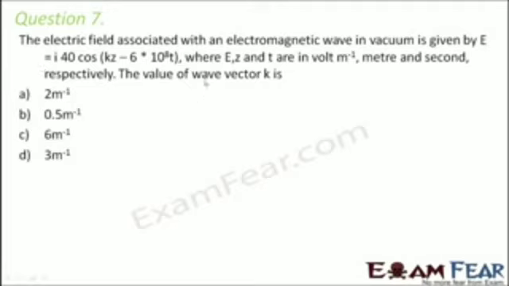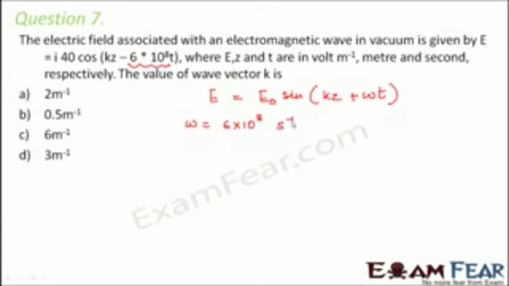Now what is the generalized expression for the electric field associated with an electromagnetic wave? It is given as E is equal to E naught sine of kz plus omega t. Something in this pattern, right? So in this question, if you compare this general expression with the expression given in the question, you can see that the value of omega is 6 into 10 to the power 8. Now we know that omega is equal to 2 pi nu. Omega is angular frequency, which is equal to 2 pi nu, where nu is linear frequency. So this is equal to 6 into 10 to the power 8.